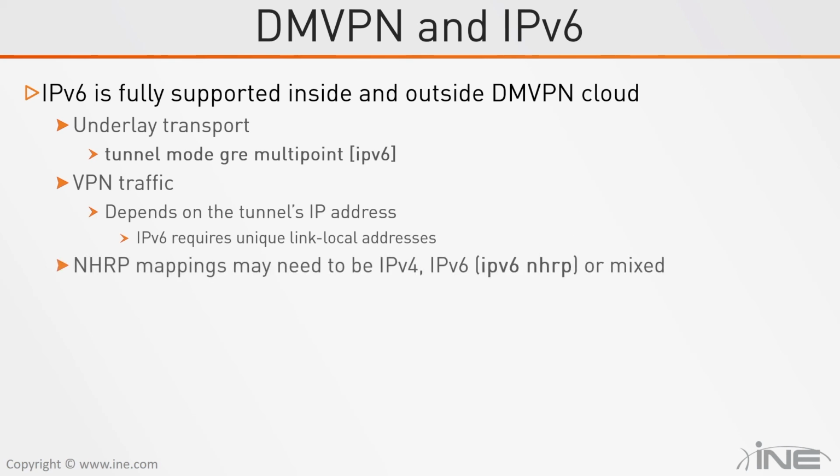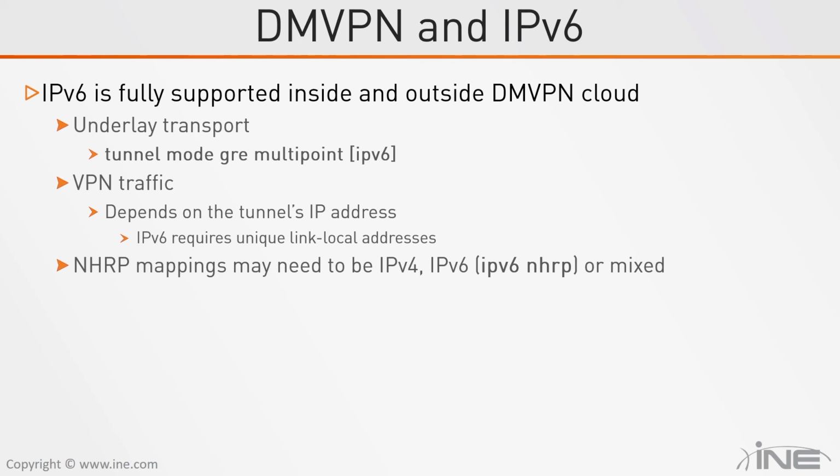Probably the most important element to configure version 6 of DMVPN is going to be the mappings that you will have to put for NHRP. So depending on the actual type of setup you want to have, like to tunnel version 4 packets inside of version 6 DMVPN, or maybe do the opposite, or maybe just tunnel version 6 packets inside of version 6 DMVPN, you will have to configure different types of NHRP mappings.